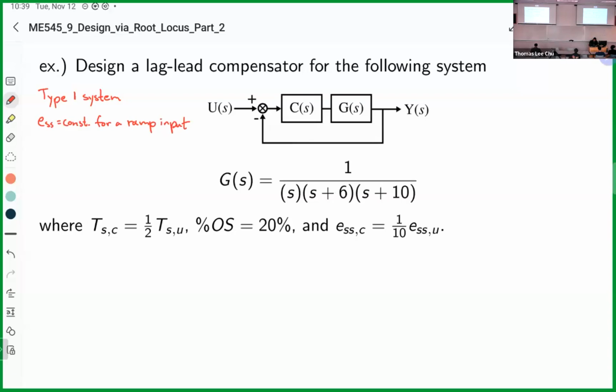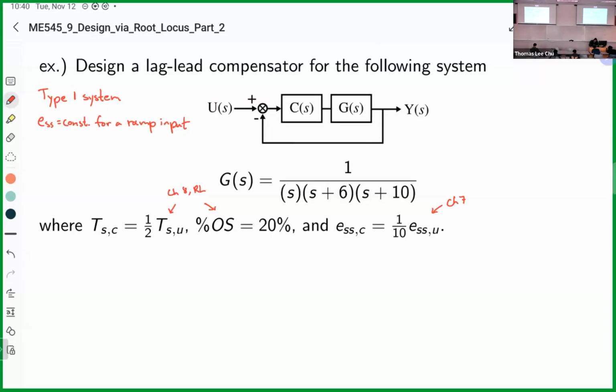Lag lead compensation is a really good example that tests your concepts for midterm 2. This is going to be from chapter 7, and these are from chapter 4, second order approximations. Then we're going to be using root locus techniques, which is chapter 8, and the lag lead compensation is chapter 9. So it's a really good example problem to go over. We found that this is a type 1 system, meaning that we have a steady state error for a ramp input.